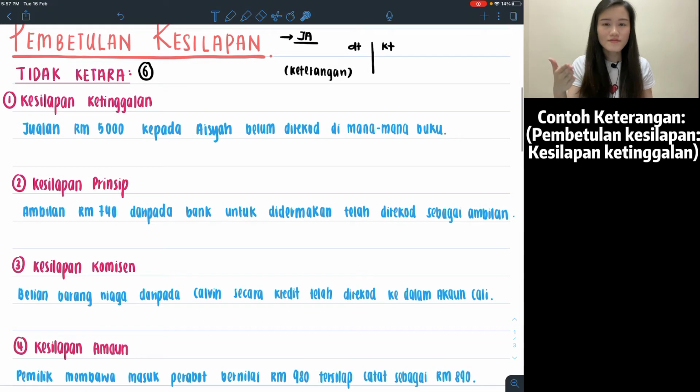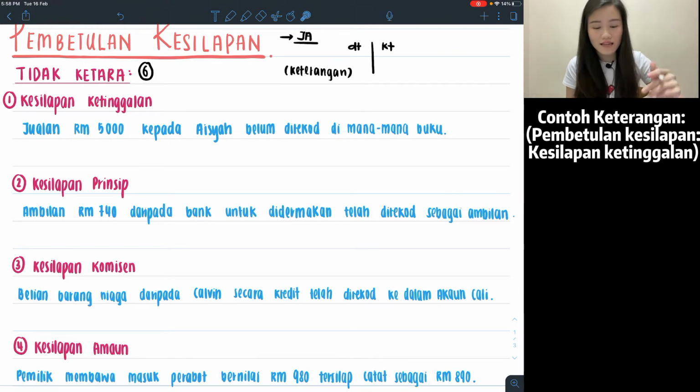Okay, so first one, kesilapan ketinggalan. Now, what is kesilapan ketinggalan? I'll say this one is the most easiest one, where even pelarasan chapter Form 4 Bab 8, the penyata kewangan that you do, account perdagangan dan untung rugi, sometimes their maklumat tambahan also will ask for you to do kesilapan ketinggalan, which is the reason why we're covering it right here with the most basic type of sentence. Do you see this contoh here? Jualan 5,000 kepada Aisyah belum direkod di mana-mana buku.